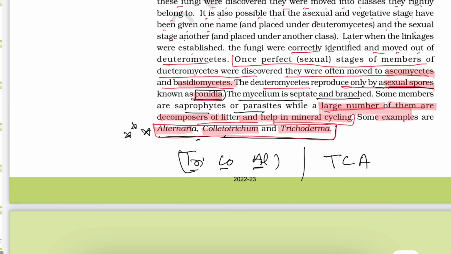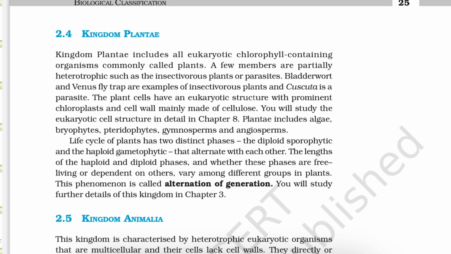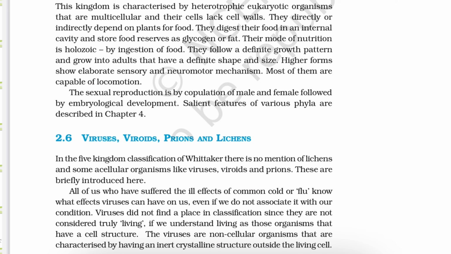In our next video we'll see shortly about the kingdom Plantae and Animalia, and then we'll move to another high-yield topic: viruses, viroids, prions and lichens. This topic is very important.